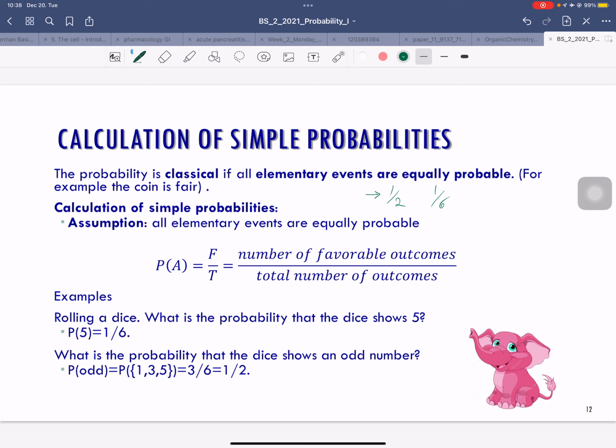Rolling of a die, as you see here, what's the probability that the die shows 5? Always P(5) will be 1 over 6. And what is the probability that the die shows an odd number, 1, 3, 5? In this case, 3 numbers per 6 will be half. Okay?